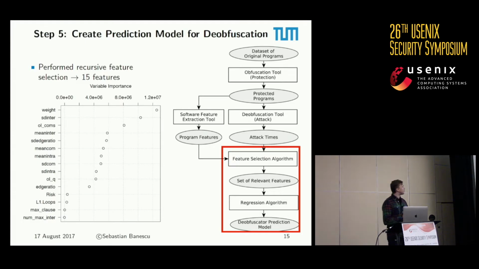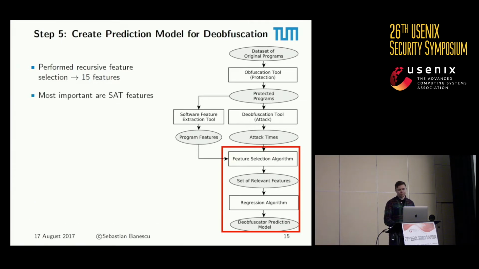And we noticed that from the top 15, 13 are SAT features, and only 2 of them are static code features related to cyclomatic complexity and the number of loops. All other features are SAT features, and this is because most of the time spent by symbolic execution is solving the SAT instances. So the most important features are SAT features, and these correspond to the complexity of the path constraints which you have in your program. If you have programs which perform more complex computations, then the time needed by the SAT solver increases.